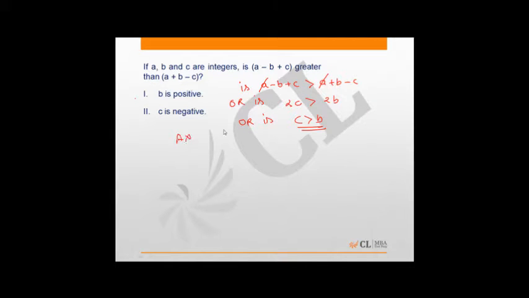Statement A gives you B is positive, it is alone not sufficient, right? Because it gives you information about B, not about C. Statement B alone again is not sufficient because it gives you information about C but not B. But if you combine them, I will get the information of B as well as C. Now C is negative and B is positive. That means the answer to this question is no. And I got the answer using the combination of the two. Right? So my answer is C.